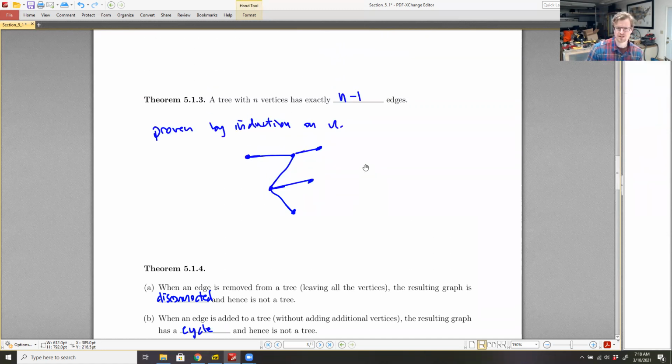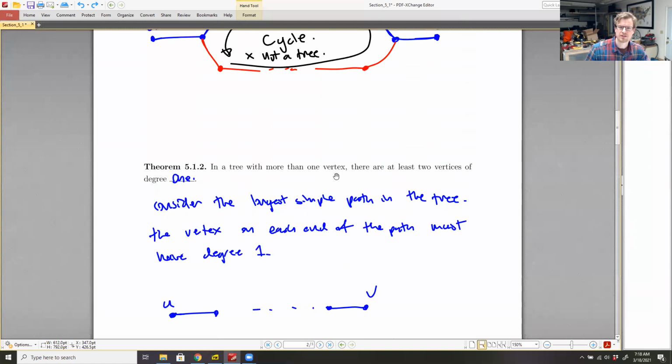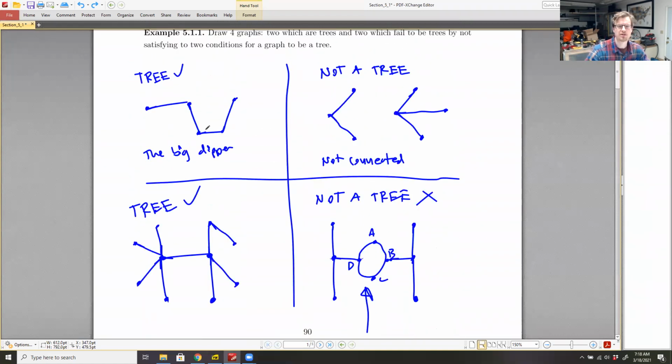So if I return back to some stuff that I've already taken a look at, let's just add in an edge. Hey, look, a cycle. So that's not going to work. If I were to delete an edge, now I would have a part over here and a part over here, and it would be disconnected. So that's not good either. Not a tree anymore.